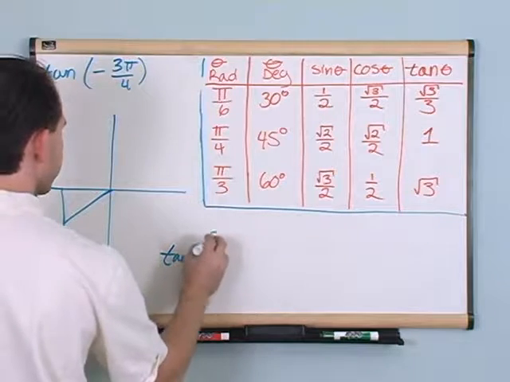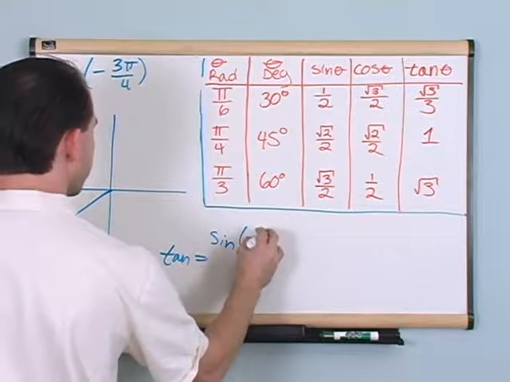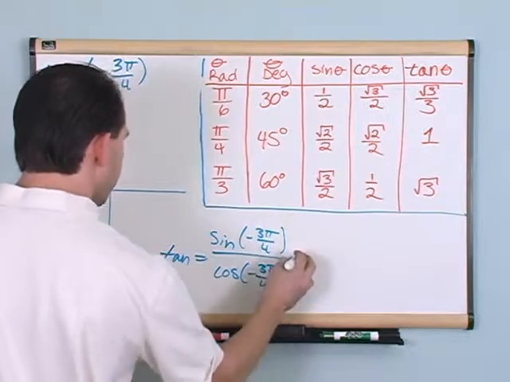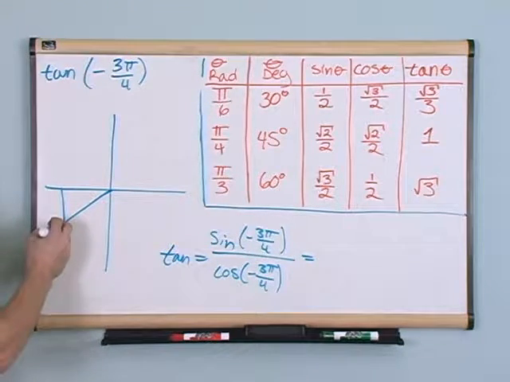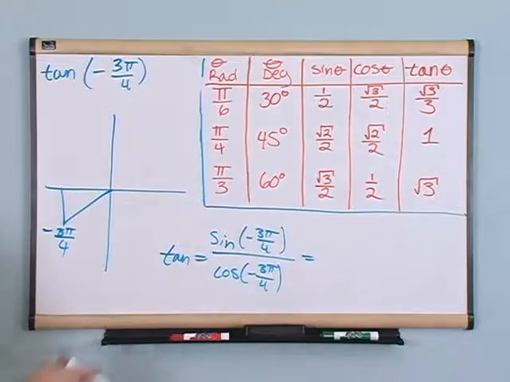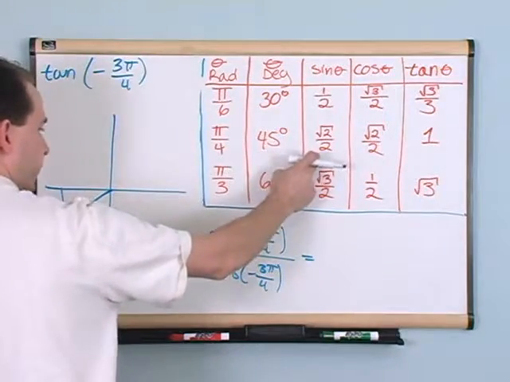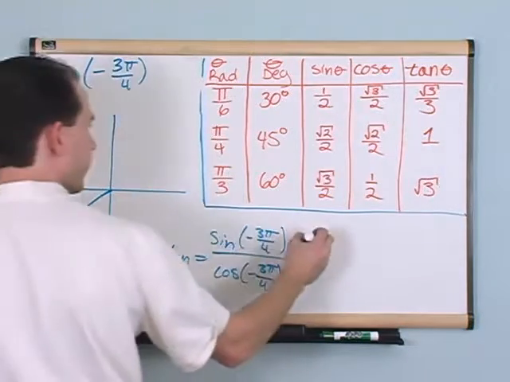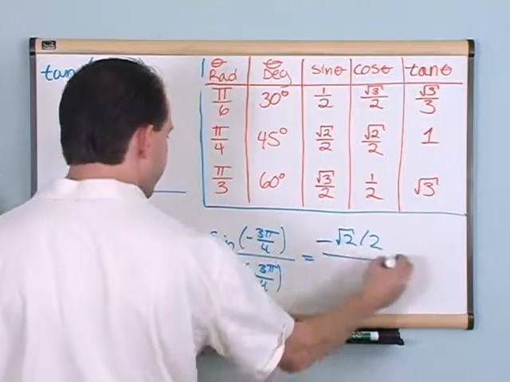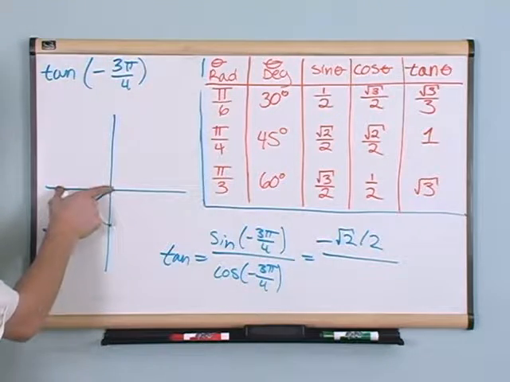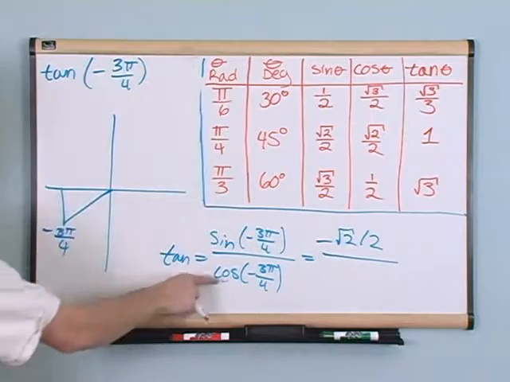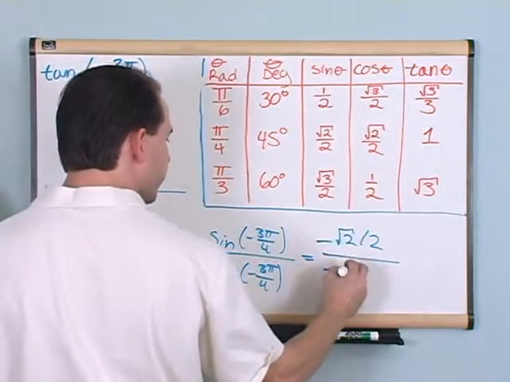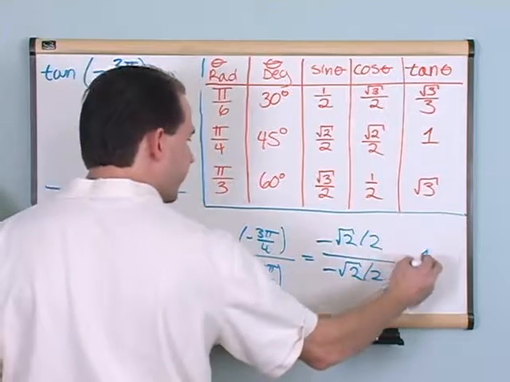Tangent is equal to sine of negative 3 pi over 4 over cosine of negative 3 pi over 4. I've already drawn my triangle. This is negative 3 pi over 4 right here. The sine is going to be square root of 2 over 2, and it's going to be negative because sine is along the y-axis, and this is negative, so this is negative square root of 2 over 2. Cosine is going to be this measure right here. Again, this is negative because this is negative x. Cosine relates to x. This is negative x. And the magnitude is given by this right here. This is negative square root of 2 over 2. Well, you can see right here, this is just going to equal positive 1.